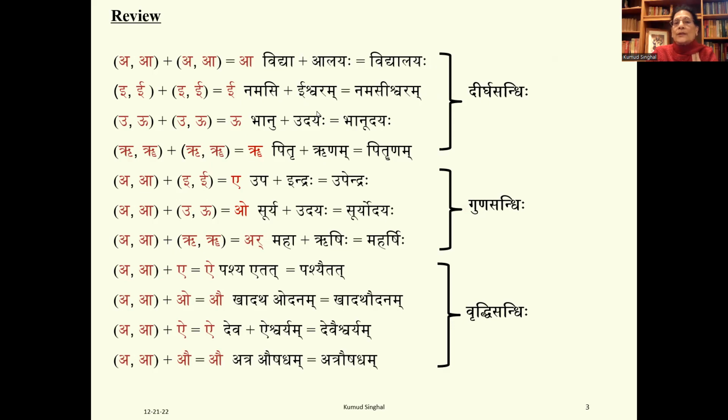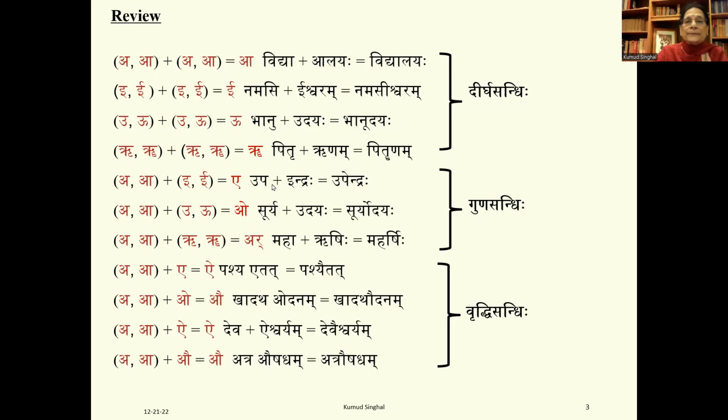Bhanu plus udaya. Bhanu is sun. Small u followed by u, and they both will become long ū. So bhanudaya. Udaya means rise, so sunrise. Pitṛ plus ṛṇam. Pitṛ ends with ṛ. Ṛṇam starts with ṛ, so they will be replaced by a long ṝ. Pitṝṇam. Ṛṇam is debt.